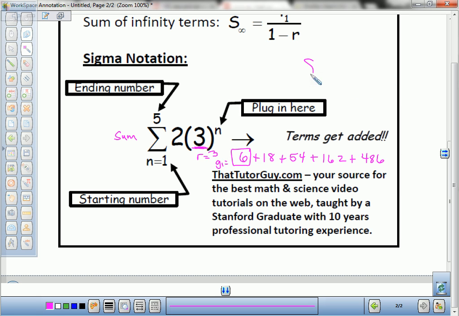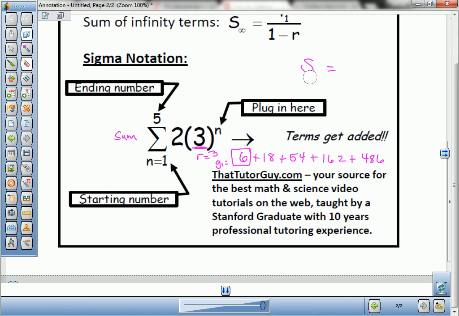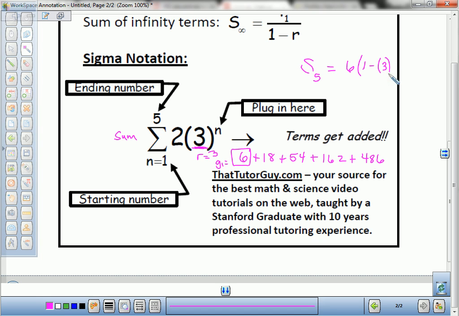right? So the sum of the first n terms, because we know it's geometric, and in this case my n is 5, would be the first term, which is 6, times 1 minus r. What is r? 3 to the n, 5, over 1 minus r. All right, gentlemen, use the formula. Ladies, add it up.